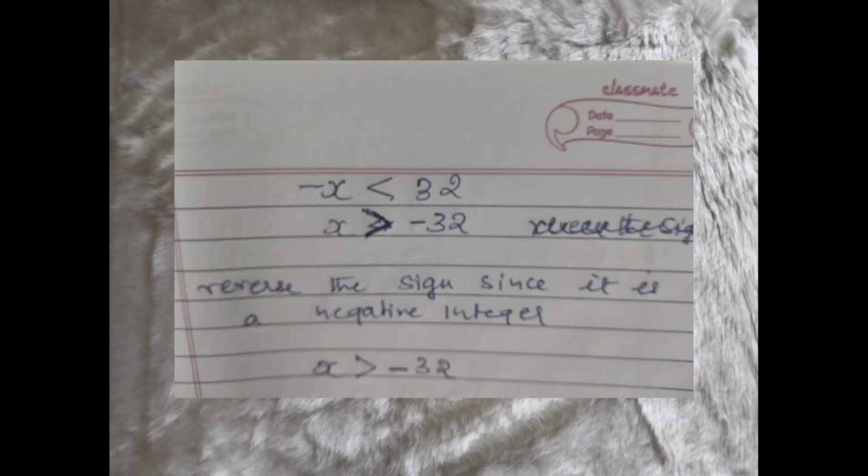So to find the value of x, we are going to first reverse the sign from lesser than to greater than, and the minus sign also we are going to put on the right side. So x is greater than minus 32 is the final answer. This is a simple problem, children, but a little tricky. Follow the steps so that you can solve the problem easily.